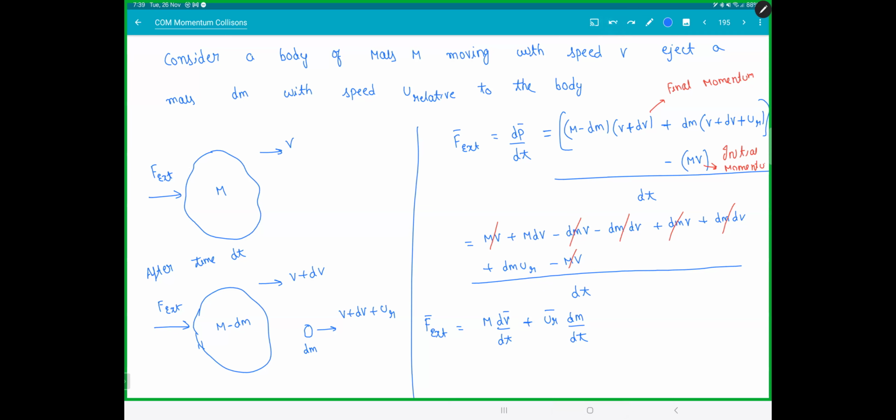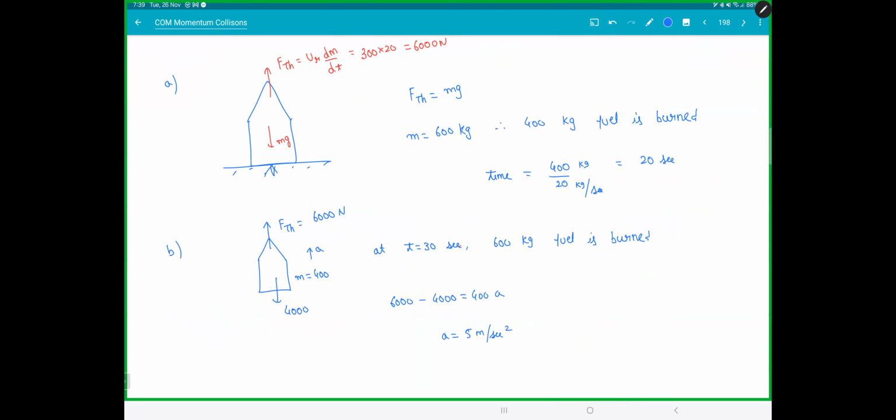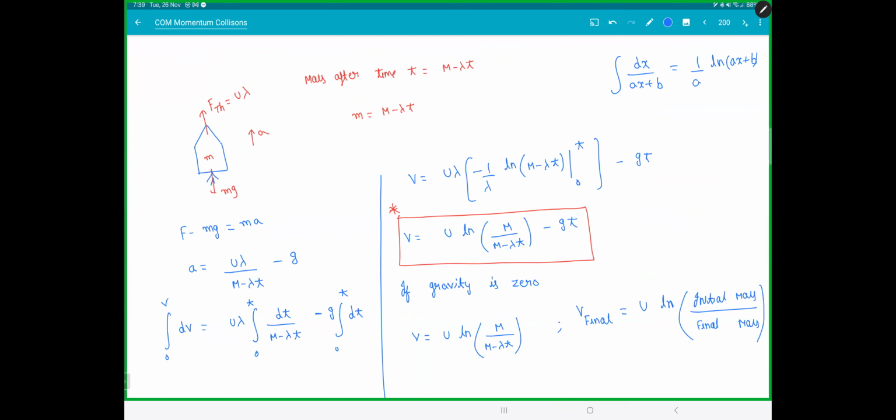We have already taken care that the mass is decreasing. So the formula you derived is for when the mass is already decreasing. So you tell me, is the mass of the rocket decreasing or increasing? Decreasing. So the derivation took care of it. So think of it like that. Clear with this?